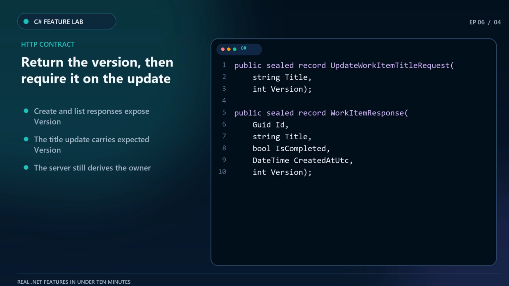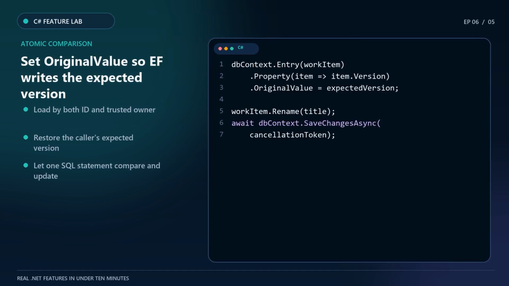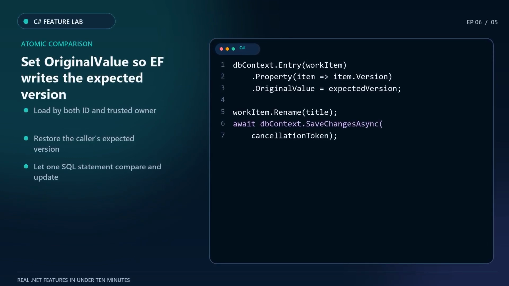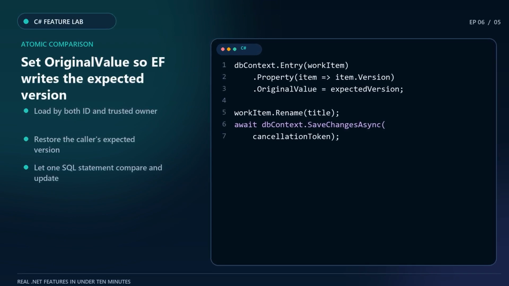The token is not a secret and it is not an authorization check. It is evidence about the state the editor saw. Authentication and owner scoping remain separate controls. The store first loads the row with both its identifier and the authenticated owner identifier. If no owned row exists, it returns not found without revealing whether somebody else owns that identifier.